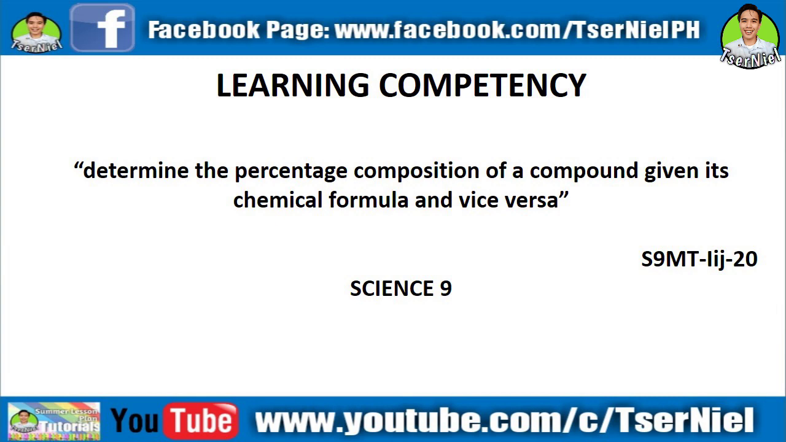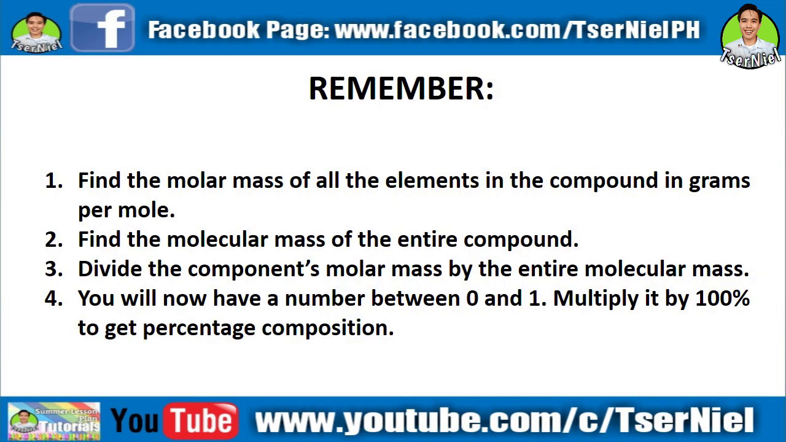Let's say that this is the learning competency. And what's crazy is that this is the instruction you would give. Okay, grade 9, in order for us to determine the percentage composition of a compound, the first step is to find the molar mass of all the elements in the compound in grams per mole. The second step that you have to do is to find the molecular mass of the entire compound. The third step is divide the component's molar mass by the entire molecular mass. And number 4 is you now have a number between 0 and 1. You have to multiply it by 100% to get the percentage composition.